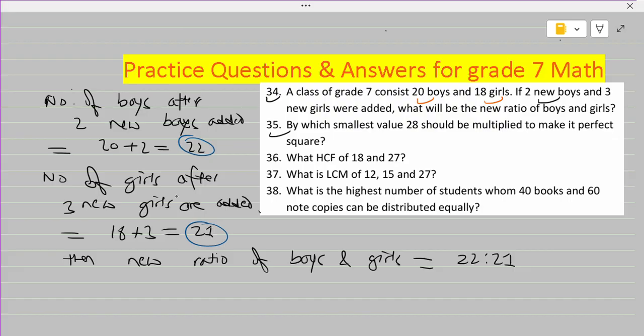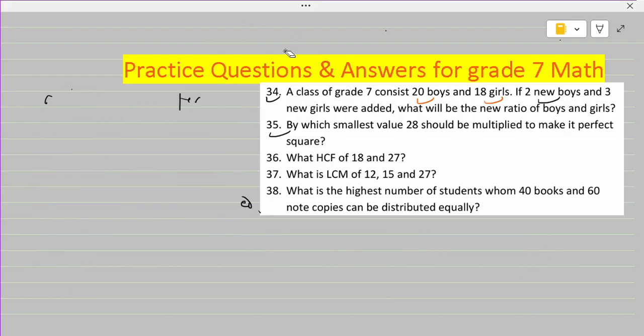Now I go with 35. So I make this clear first. So for 35, what is it? You see, by which smallest value should 28 be multiplied to make it a perfect square?